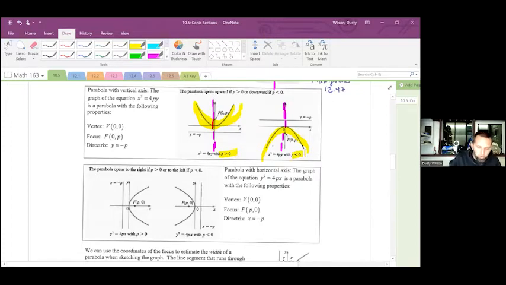Parabolas can also open to the right or to the left. So the parabola with the horizontal axis is as follows. The graph of the equation y squared equals 4px is a parabola with the following properties. It too has a vertex at (0, 0), but now the focus is at (p, 0) and the directrix is at x equals negative p. The parabola that opens to the right takes place when you have p bigger than 0, and the parabola that opens to the left is where p is less than 0.